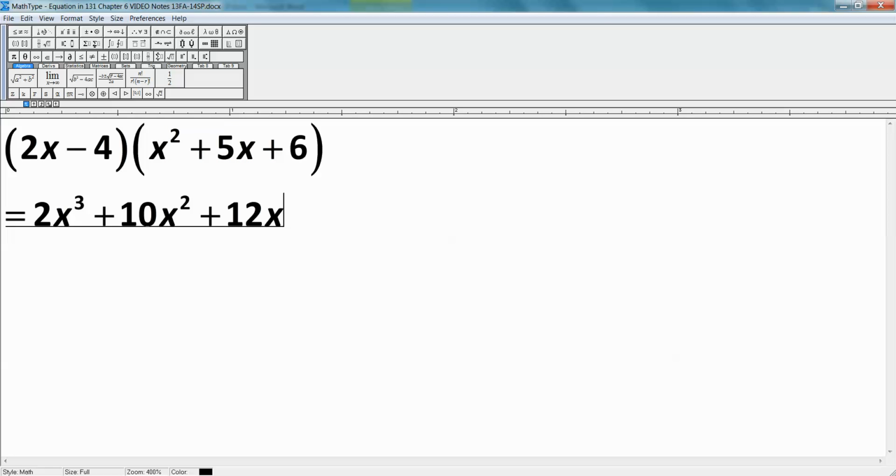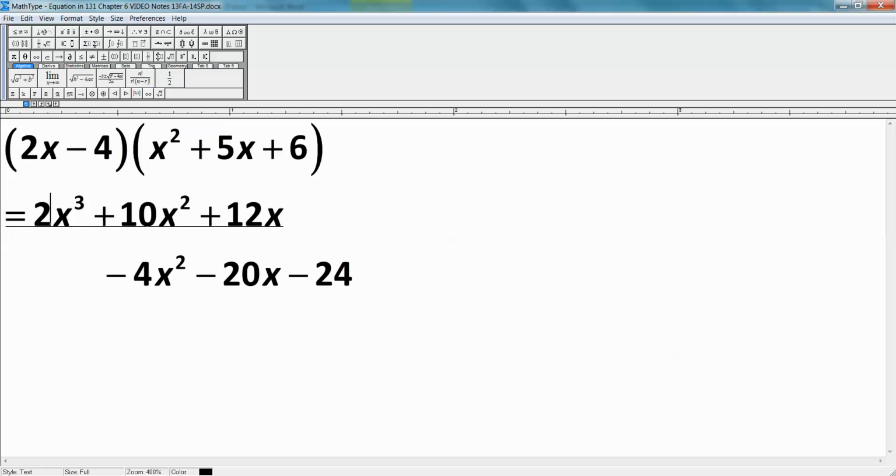Now, you can write it like this. You can say minus 4x squared minus 20x minus 24, because minus 4 times 5 is minus 20, minus 4 times 6 is minus 24. You can write it all in one big string. But when you're working by hand, that can actually get kind of messy. So it's often better to kind of line them up.